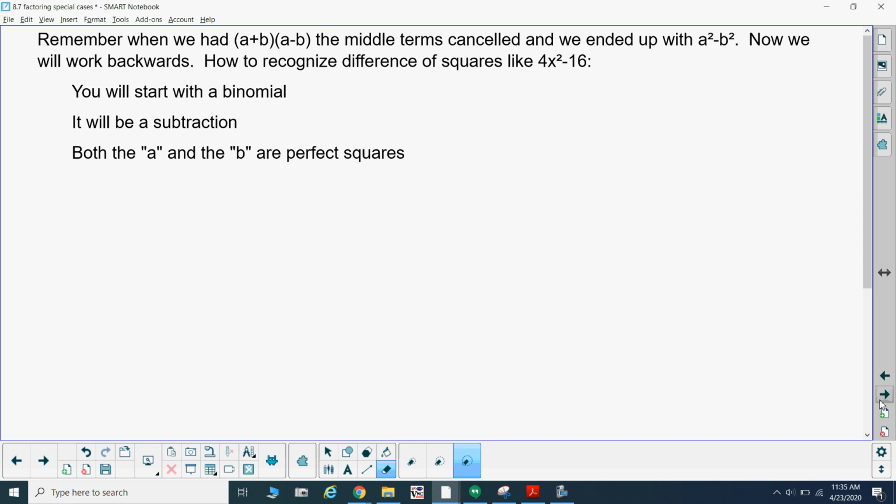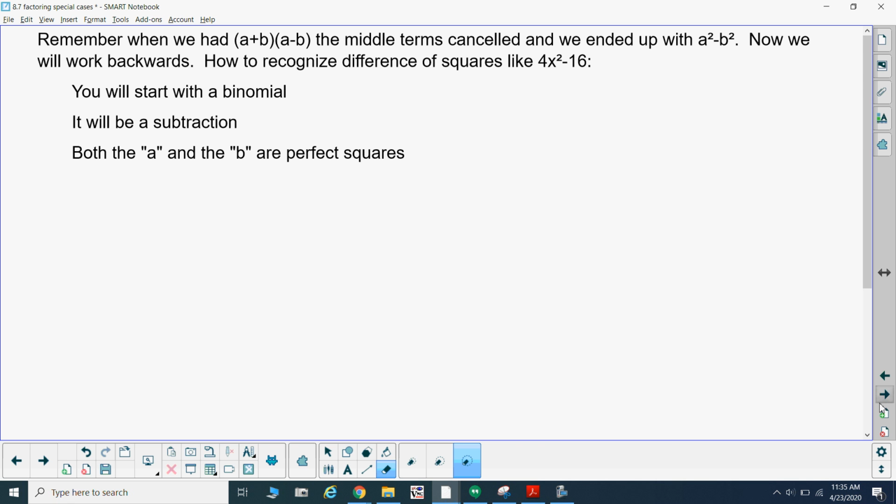All right, remember when we had things that look like a plus b and a minus b, and you had to multiply together to find the product? The middle term of those things just disappeared. They fell away or canceled each other out. And you ended up with the first thing squared minus the second thing squared. Now we're going to work backwards and figure out how to factor things that are in that form.